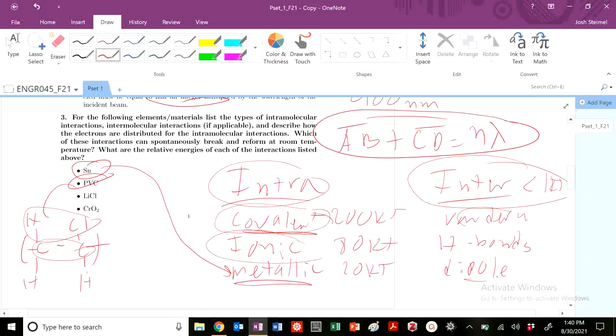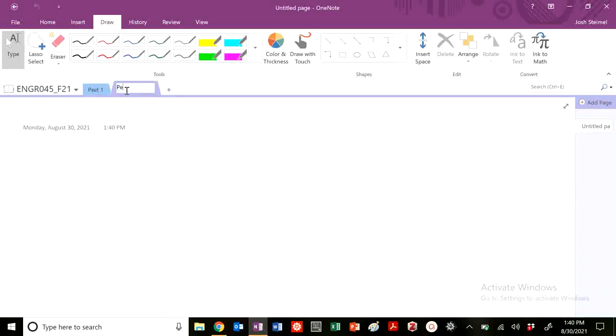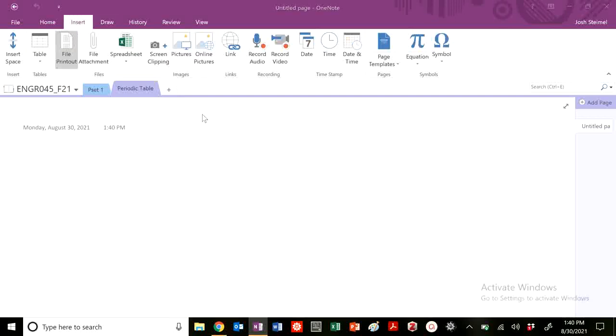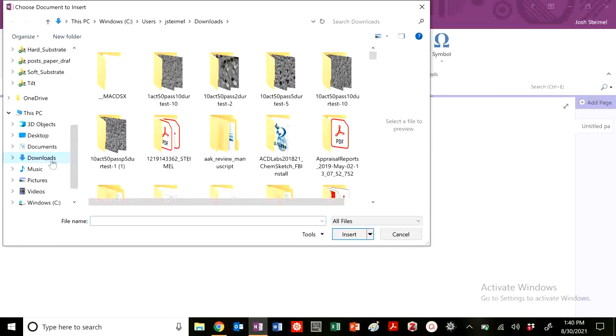So anyways, lithium chloride and chromium dioxide. How are we going to figure those types of bonding out? Those aren't metals. They're clearly not just covalent. They don't have any intramolecular interactions. Well, we're actually going to upload this live. This is exciting. Figure out the table. I'm going to insert a file printout, and I'm going to look at some downloads.